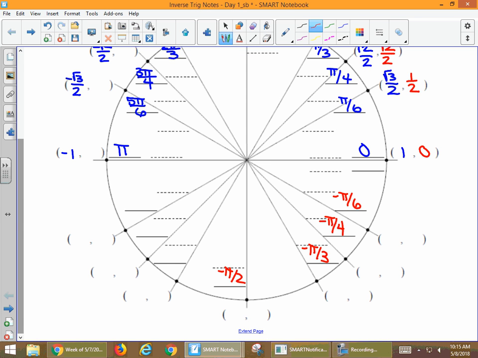And those are the angle values that we're going to use to get our negative sine values. So sine is negative 1/2 at negative pi over 6. Sine is negative radical 2 over 2 at negative pi over 4. Sine is negative radical 3 over 2 at negative pi over 3. And negative 1 at negative pi over 2.